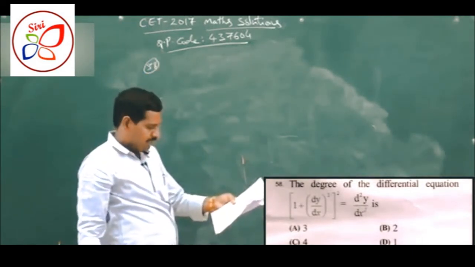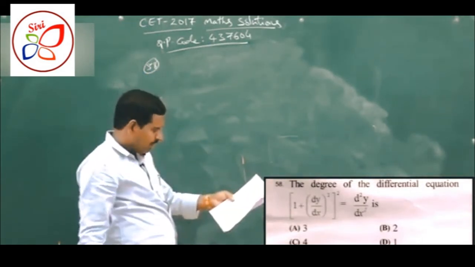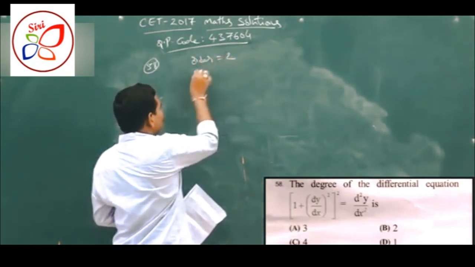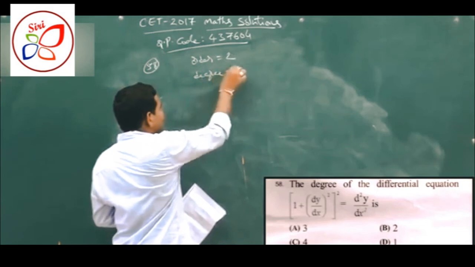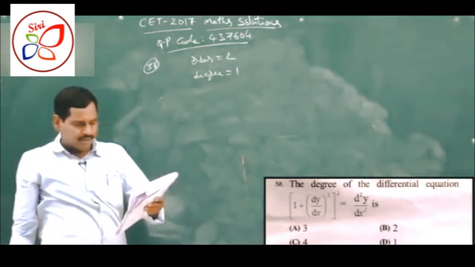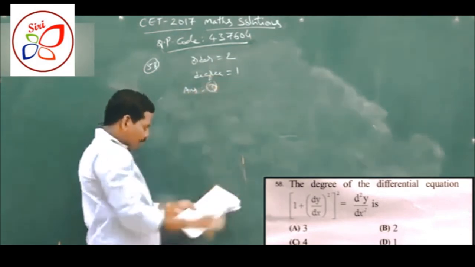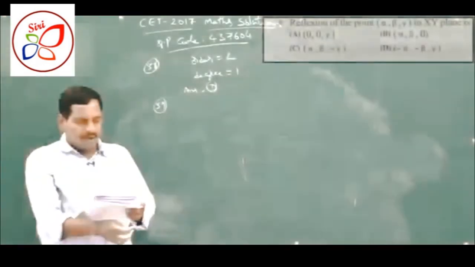Degree of the differential equation. Its highest order derivative is 2. So, clearly its order is 2. Its integral power is the degree, nothing but 1. Direct question. So, the answer is option 4, D.